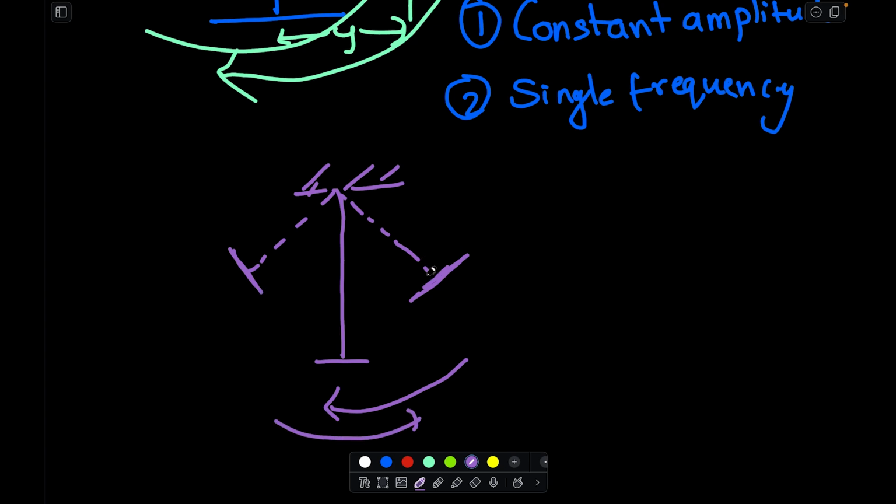Now if this swing, after moving back, travels the same displacement, the maximum displacement it travels, let's say this is y, over every oscillation that it does, then that right there is our constant amplitude simple harmonic motion.